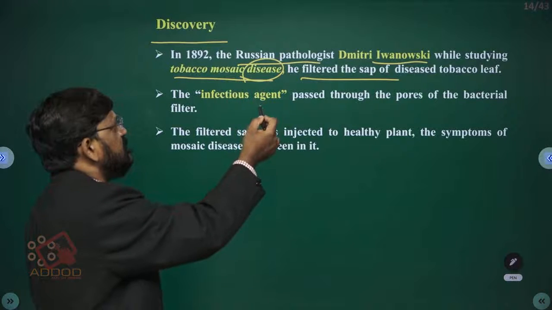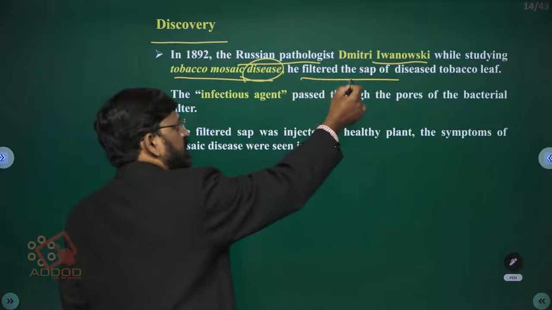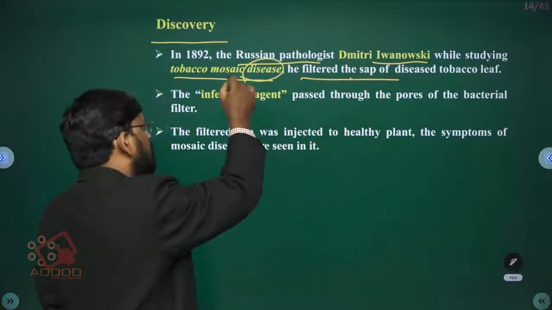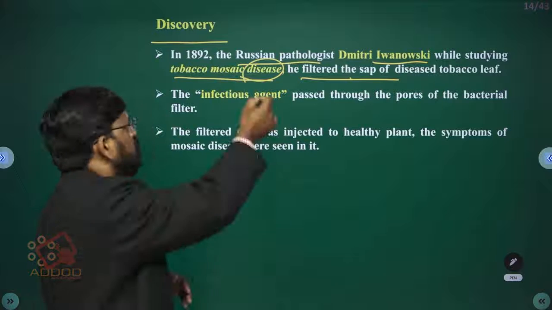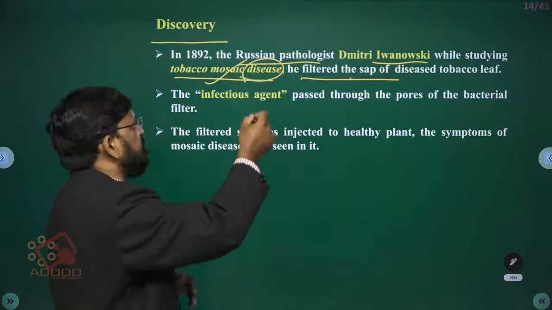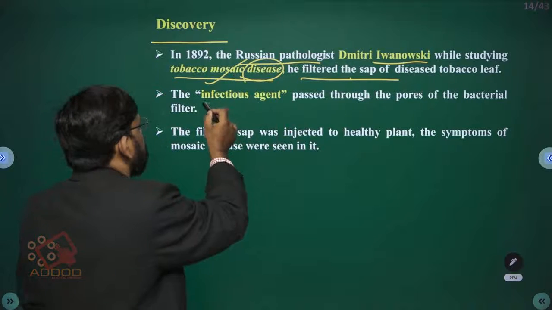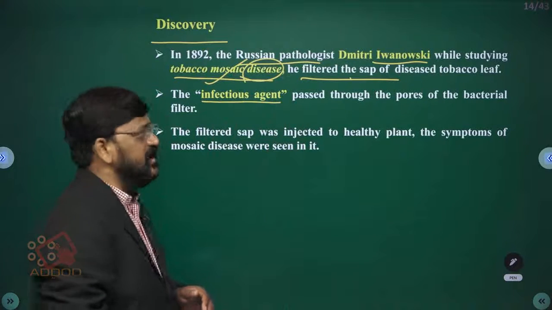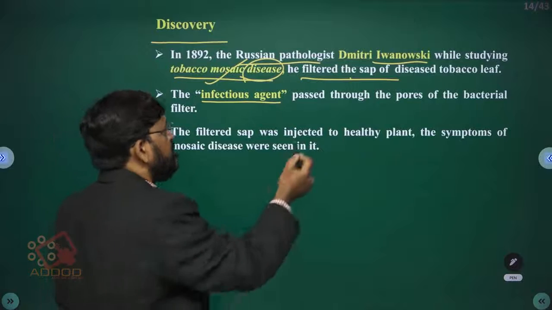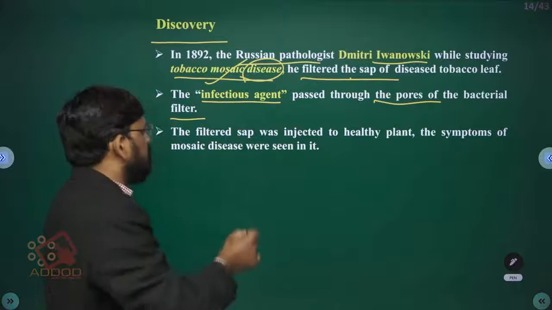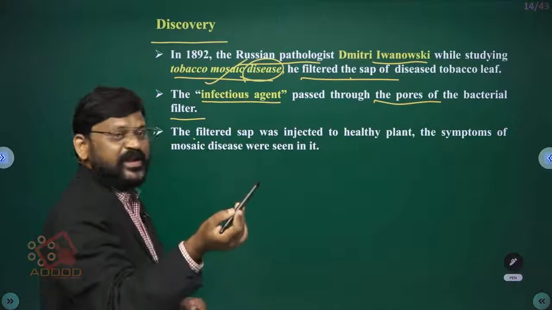That clearly indicates that something is moving from that filtered sap into the healthy tobacco, which also started suffering from the disease called tobacco mosaic disease. So simply speaking, we can call virus an infectious agent. Even it can pass through the filter papers also. Next, that's what is called filterable.